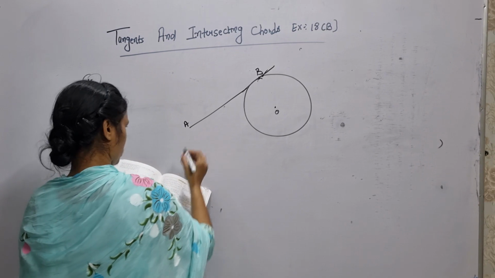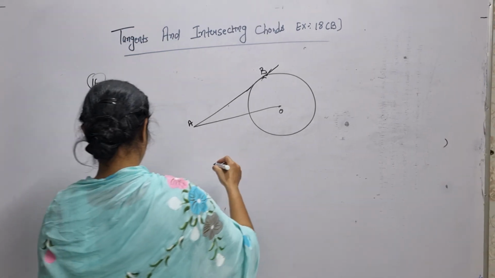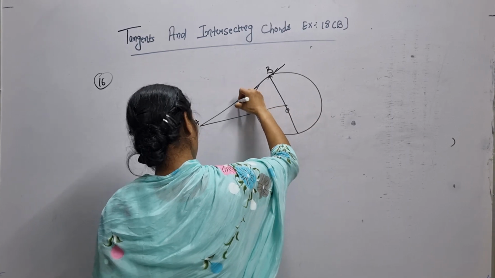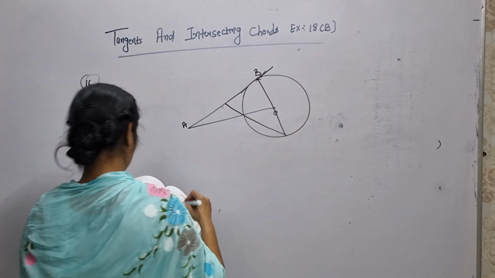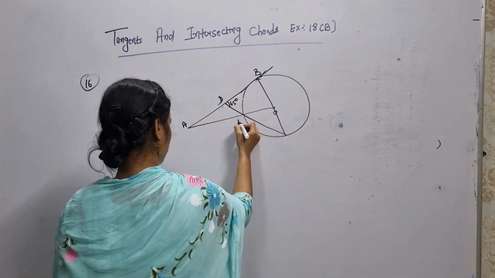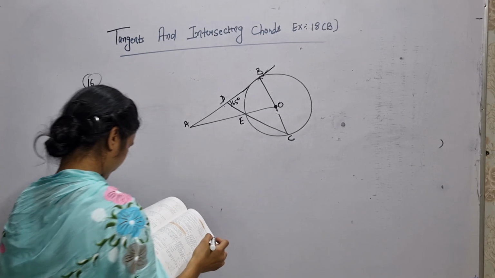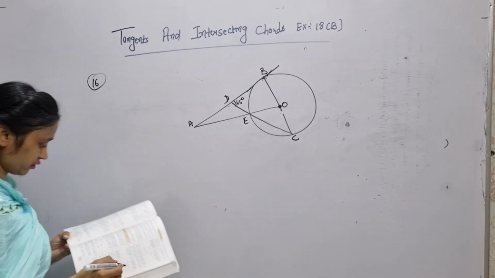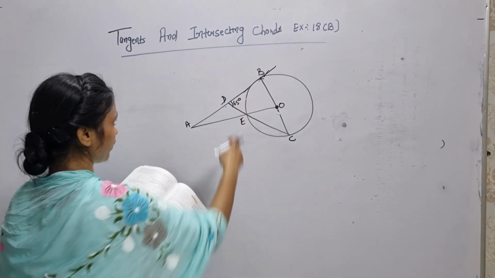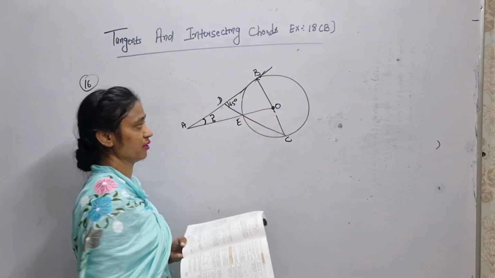Okay, so they have joined this with the center, and here is D. This they have given as 65 degrees. Here is E. Here is O. Here is C. So O is the center of the circle, AB is a tangent, and this angle BDC is given as 65 degrees. You need to find angle BAO. This you need to find from this figure.